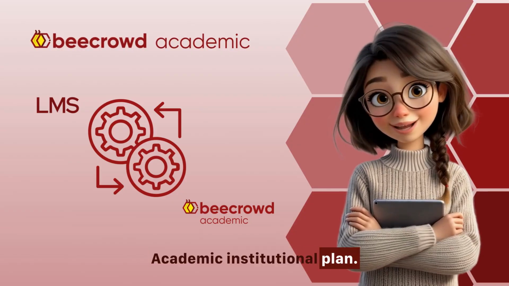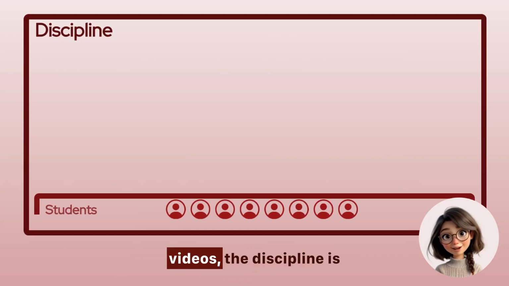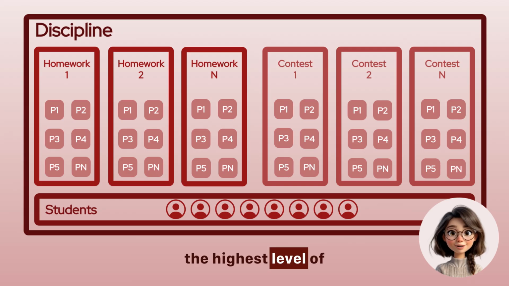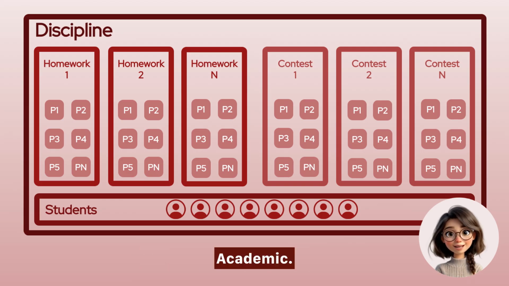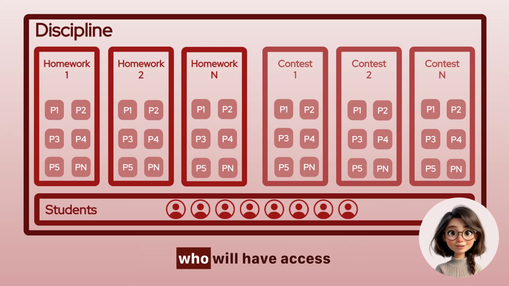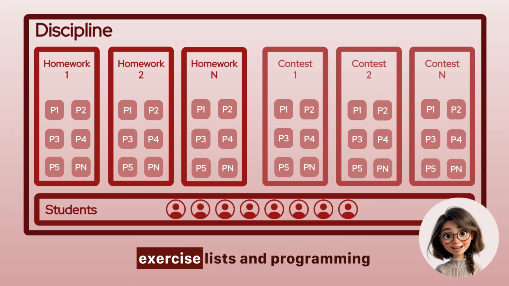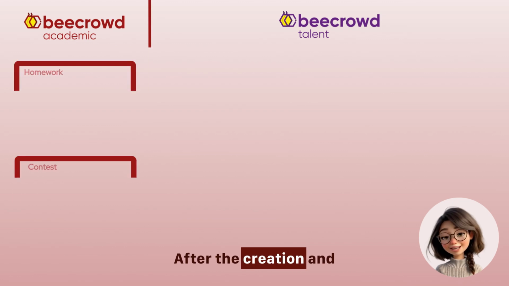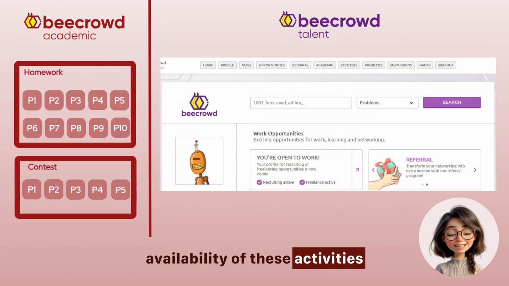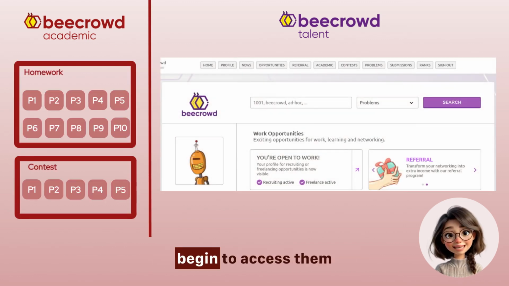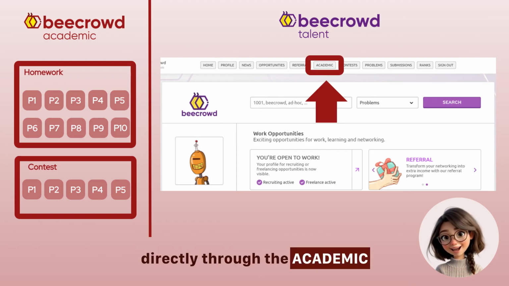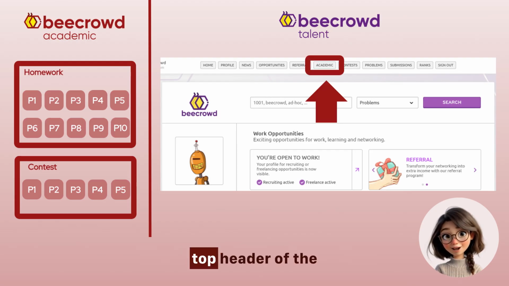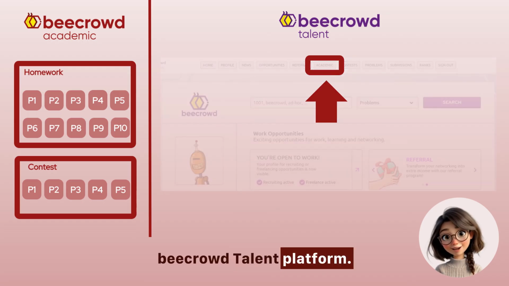As shown in previous videos, the discipline is the highest level of the hierarchy within beecrowd academic. It may include students who will have access to activities such as exercise lists and programming contests. After the creation and availability of these activities by the professors, students begin to access them directly through the academic menu located in the top header of the beecrowd talent platform.